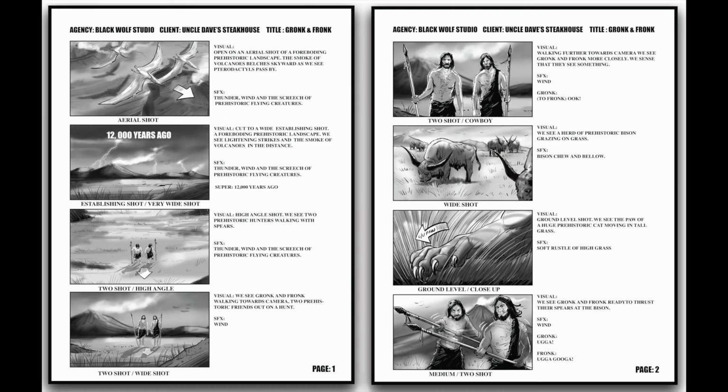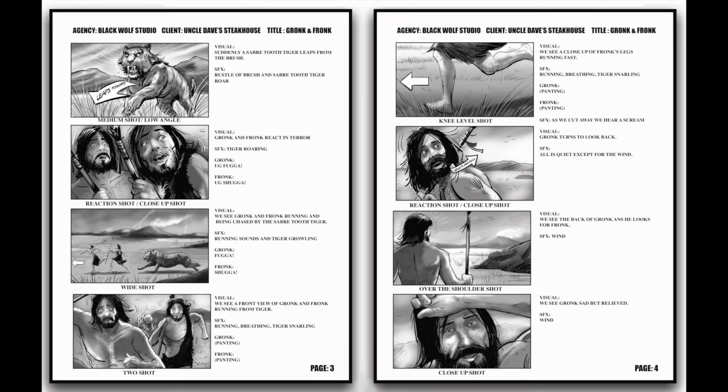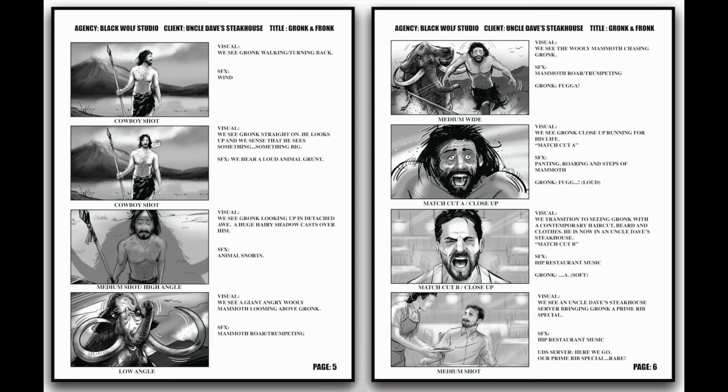In this lesson, I'm going to be speaking about different types of camera shots that are very commonly used in commercial storyboards. So this concept is something that I created. It's a fictionalized business called Uncle Dave's Steakhouse. It's about these two cavemen named Gronk and Frank that are walking around this sort of prehistoric environment on the search for a great steak. And so here we can see the layouts that I created with the script attached to it.